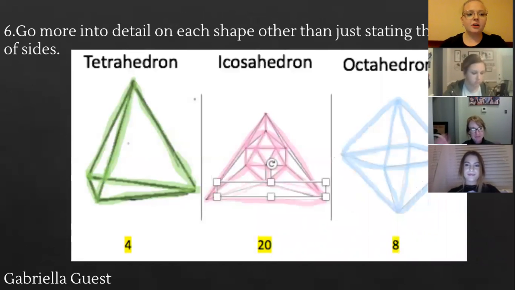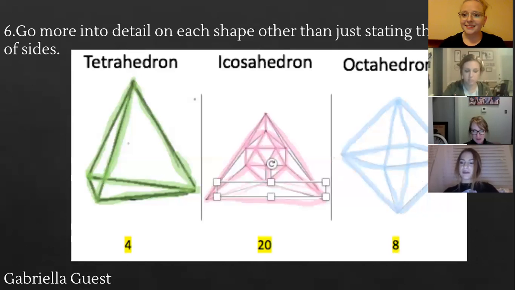Gabby, go more into detail on each shape other than just stating the number of sides. Okay, so let's start off with tetrahedron. So tetrahedrons are also known as a triangular pyramid, in simpler words, and it is the simplest of all ordinary convex polyhedra. Next, let's do the isosahedron. So the isosahedron has 20 faces, 30 edges, and 12 vertices, and it is one of the 5 platonic solids. And last, the octahedron is a platonic solid as well, and it is the dual polyhedron of a cube.